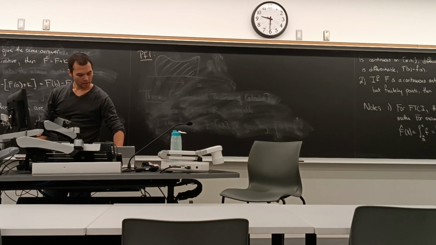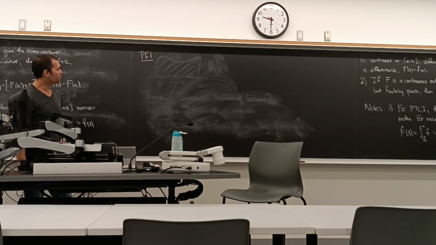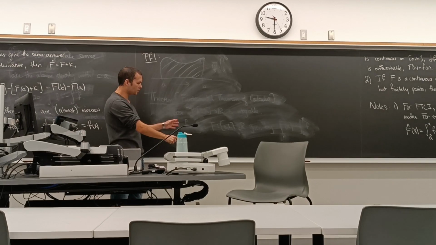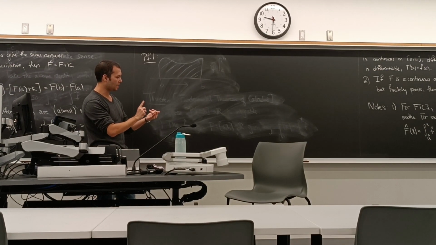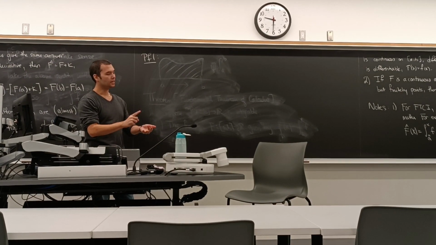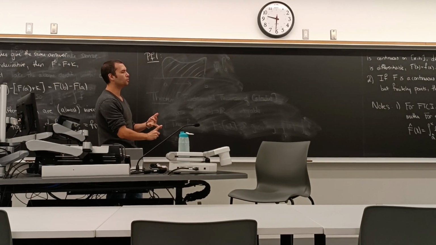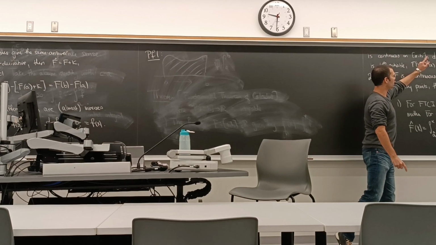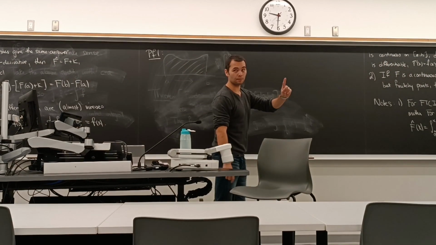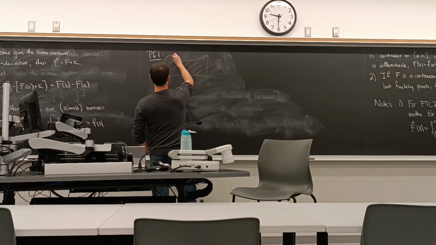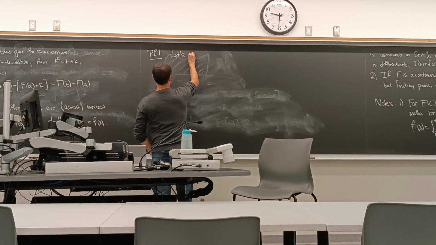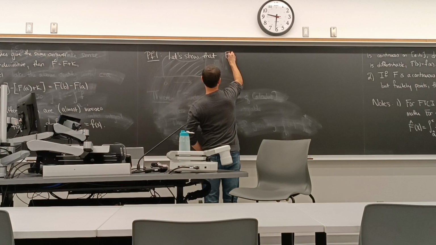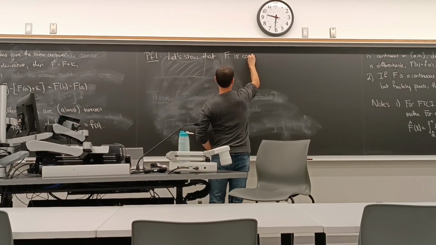So let's do the following. The first thing we want to show: FTC1 says three things. It says that capital F is continuous. It says that it is differentiable wherever little f is continuous, and that it is an antiderivative of little f. So the first thing we should do is prove that big F is continuous. All right, so let's show that F is continuous.